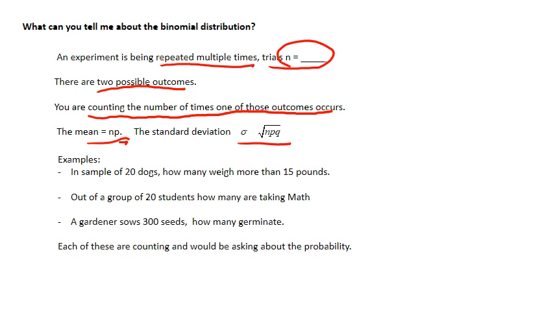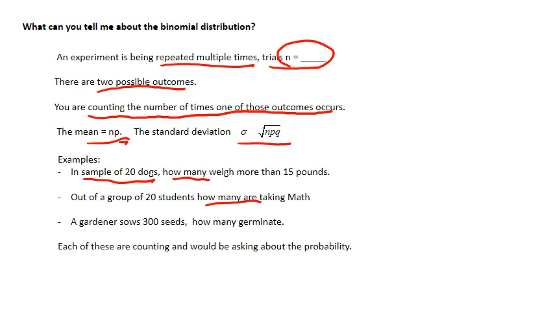Now, here are a number of examples to illustrate this. We have a sample of 20 dogs. How many weigh more than 15 pounds? 4, 6, 10, out of 20. Out of a group of 20 students, how many are taking math? So again, the probability question would be saying the probability 4 take math, 6 take math. A gardener sows 300 seeds. How many germinate? 3 of them do, 4 of them do.